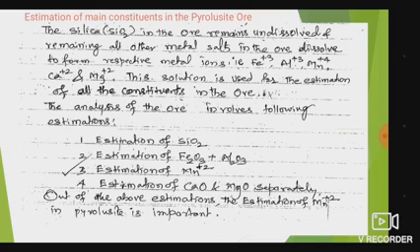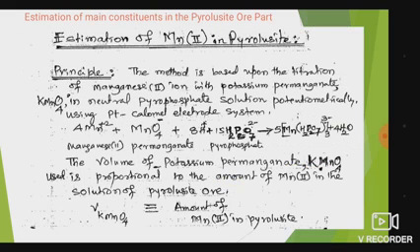But you have already learned about the estimation of SiO2, Fe2O3, Al2O3, as well as CaO and MgO in the hematite ore. Similar methods are used. But in the pyrolusite ore, the estimation of manganese is very important. So we are going to analyze the Mn2+, that is manganese, in the pyrolusite ore.